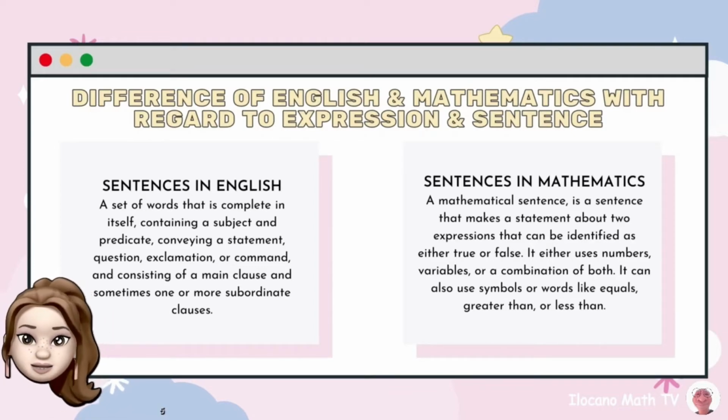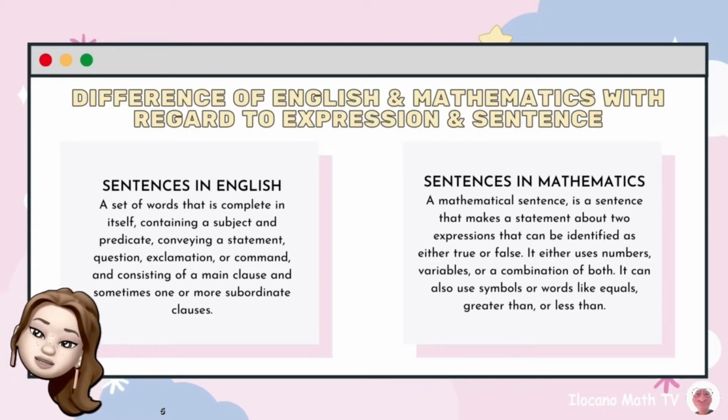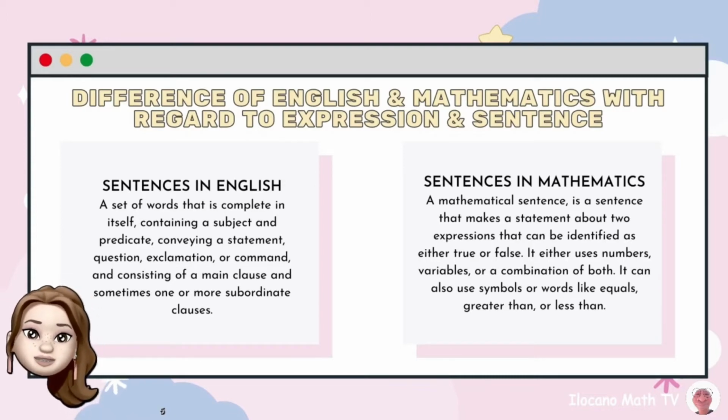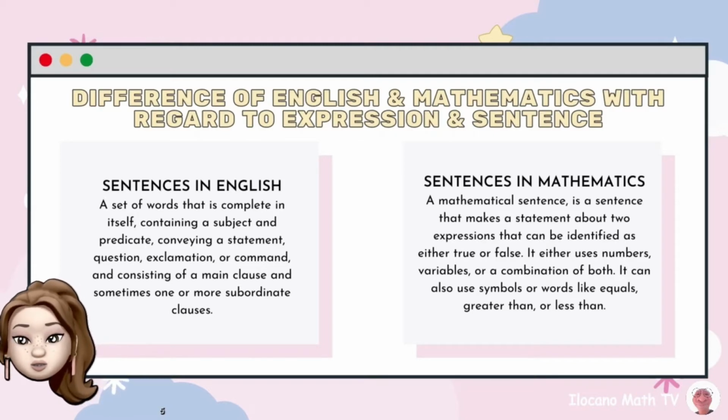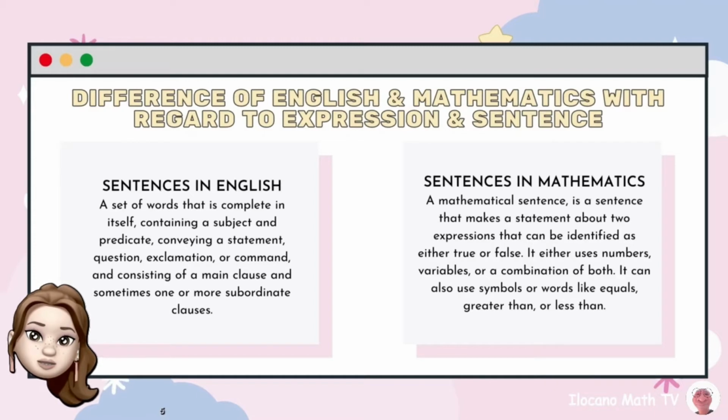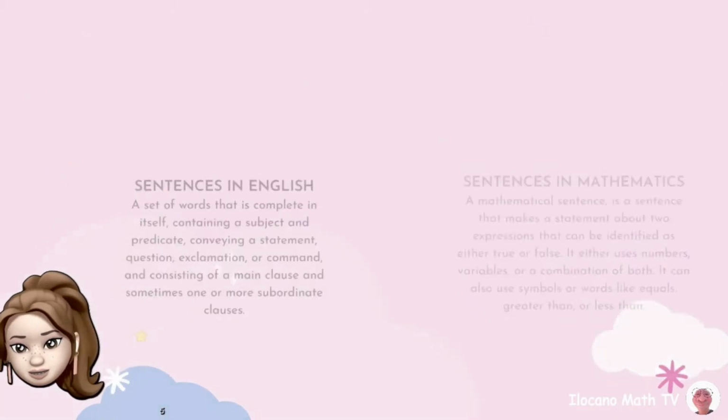And lastly, the mathematical definition of sentence pertains to it as a statement about two expressions that can be identified as either true or false. It either uses numbers, variables, or a combination of both. And it can also be used as symbols or words like equals, greater than, or less than.